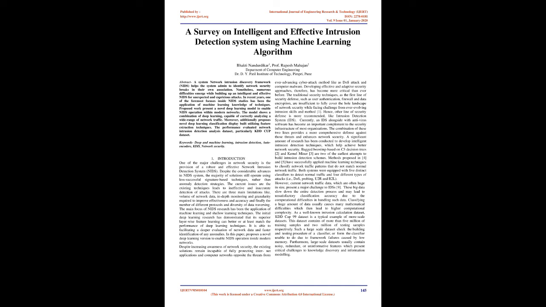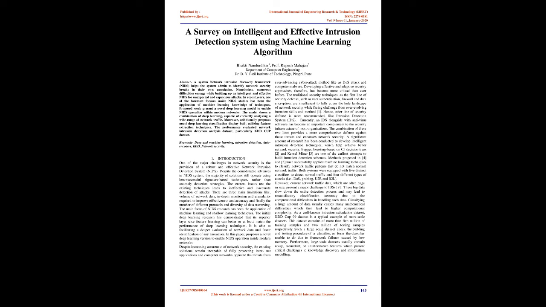1. Introduction. One of the major challenges in network security is the provision of a robust and effective network intrusion detection system, NIDS. Despite the considerable advances in NIDS systems, the majority of solutions still operate using less successful signature-based techniques, rather than anomaly detection strategies. The current issue is that the existing techniques lead to ineffective and inaccurate detection of attacks. There are three main limitations: the volume of network data, in-depth monitoring and the granularity required to improve effectiveness and accuracy, and finally the number of different protocols and diversity of data traversing.